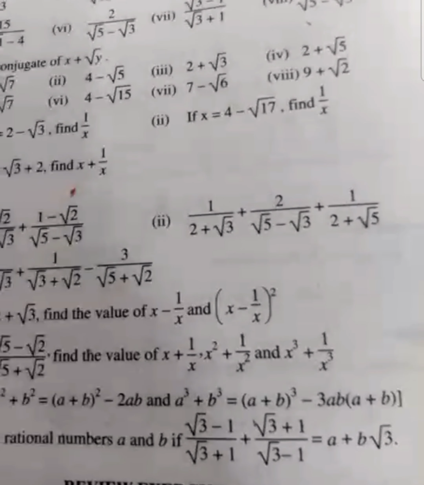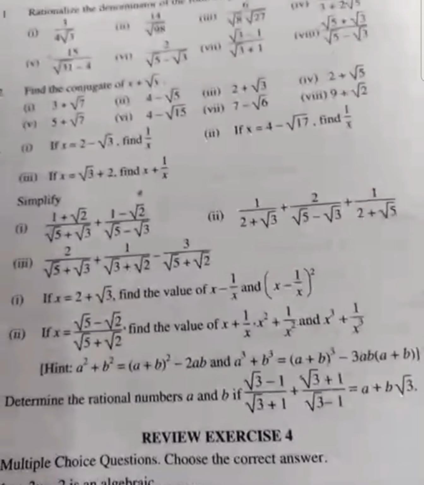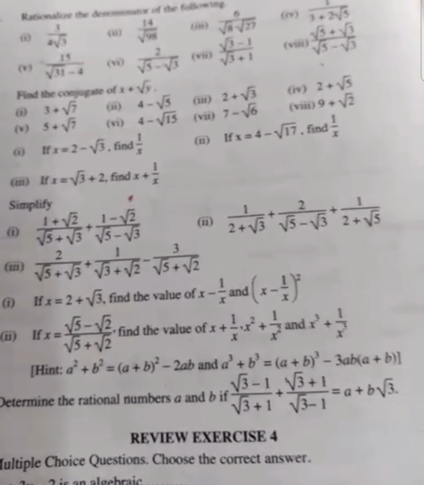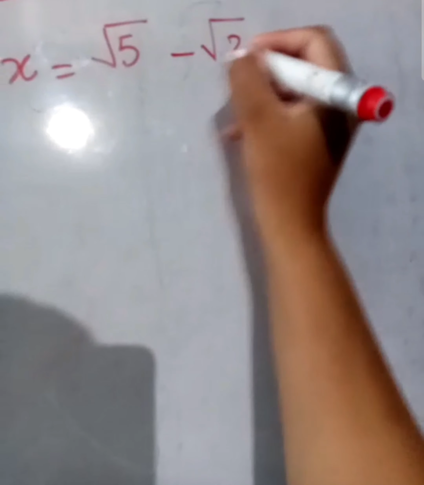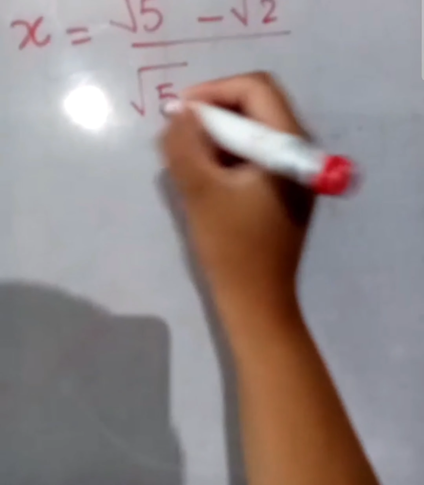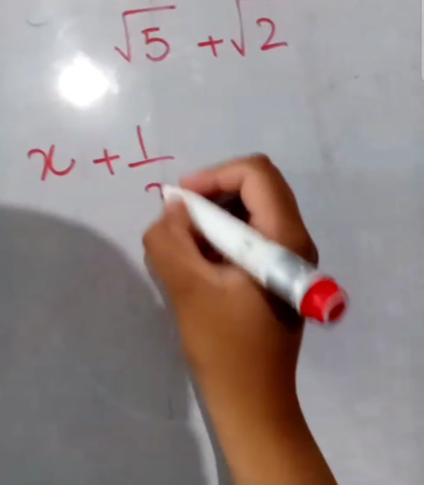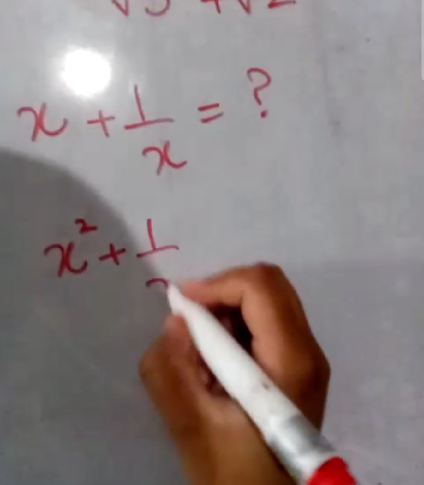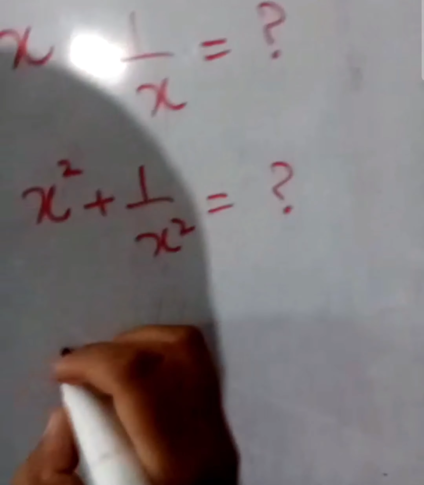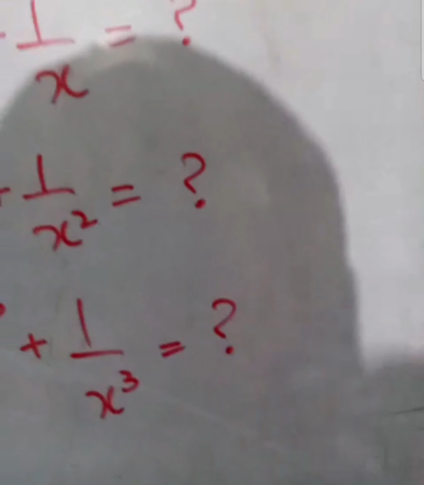Okay, here we have to solve 3 parts for one question. Just the value of x is given and we have to solve 3 parts: x plus 1 by x, x square plus 1 by x square, and x cube plus 1 by x cube. Let's start: x is square root 5 minus square root 2 divided by square root 5 plus square root 2. Then find the value of x plus 1 by x, one thing. Then x square plus 1 by x square, second thing. And then x cube plus 1 by x cube, the third thing that we have to find out.